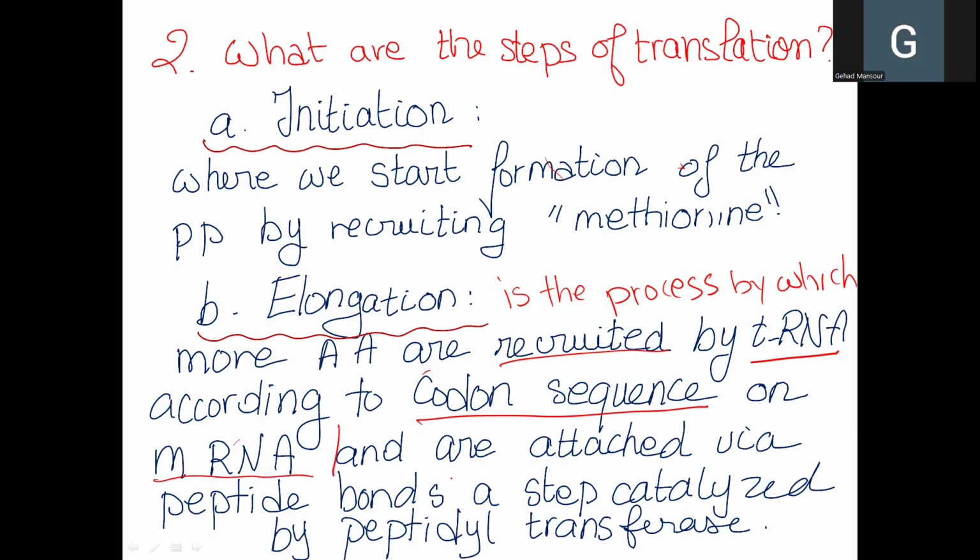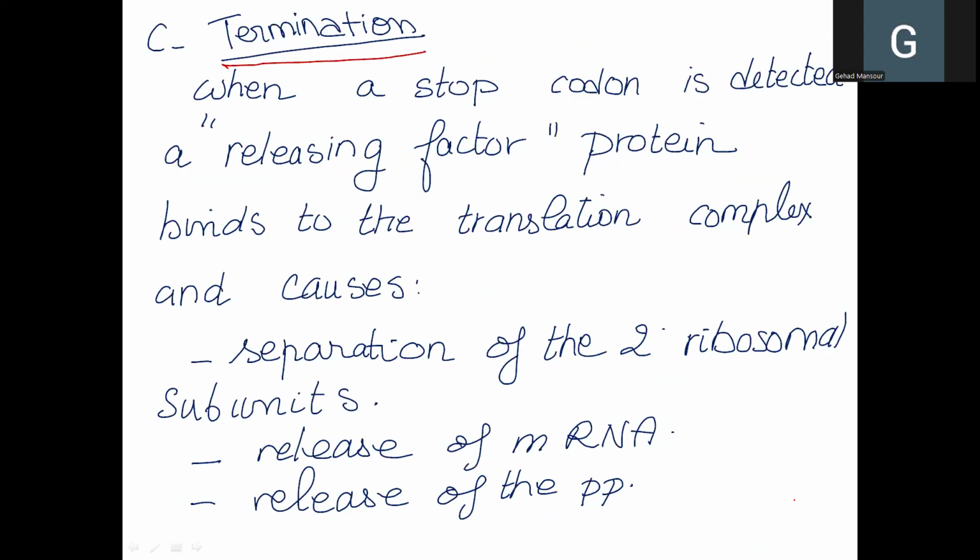Is it enough? No. We have to say that they are attached via bonds, of course covalent bonds, peptide bonds, and that this is catalyzed by peptidyl transferase, which is ribosomal RNA, or the ribozyme, and which is, and this is very important, an integral part of the ribosome.